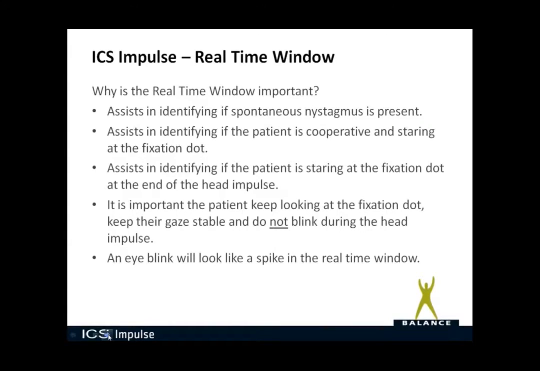It assists in identifying if spontaneous nystagmus is present, and assists in identifying if the patient is cooperative and staring at the fixation dot. If the patient's looking around everywhere, you'll see the green line will not be smooth. It'll be moving up and down. It also assists in identifying if the patient is staring at the fixation dot at the end of the head impulse. Again, are they maintaining fixation on that fixation dot, or are they looking around? It is important the patient keep looking at the fixation dot, keep their gaze stable, and do not blink during the head impulse test. An eye blink will look like a spike in the real-time trace window.